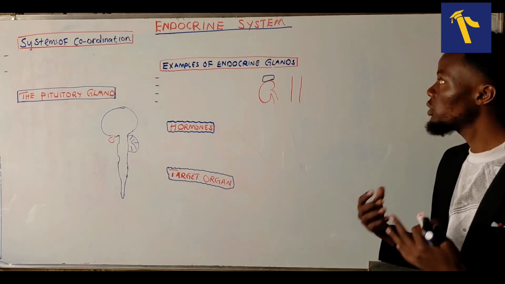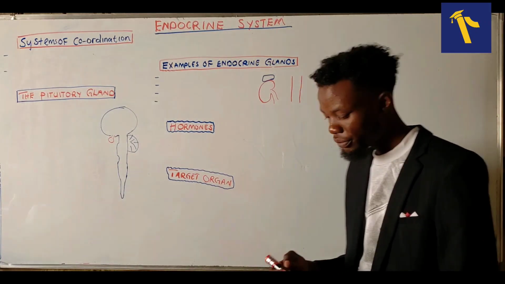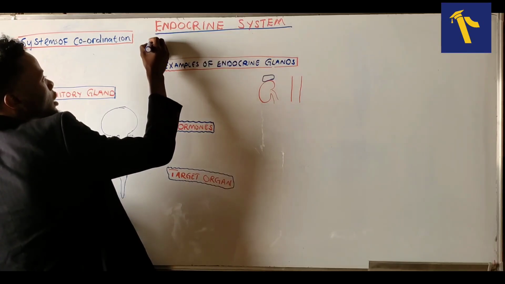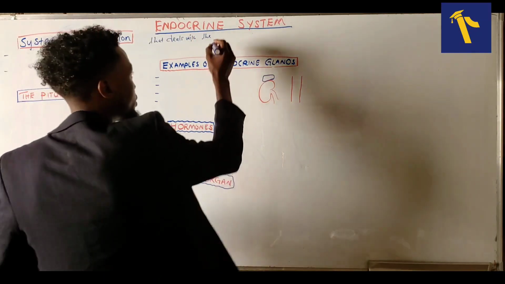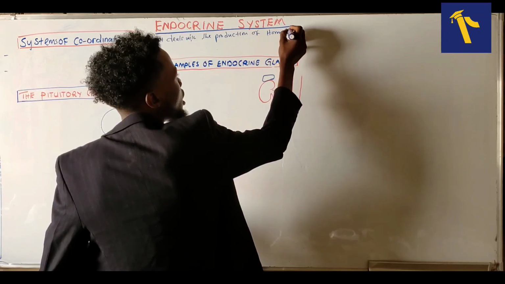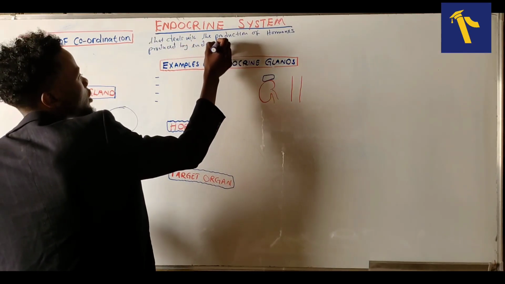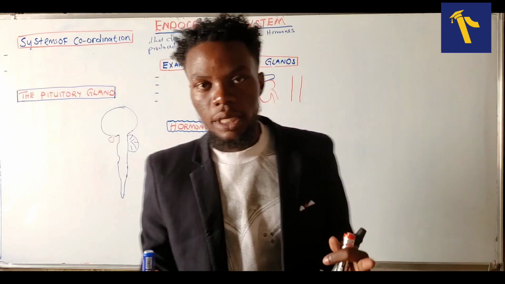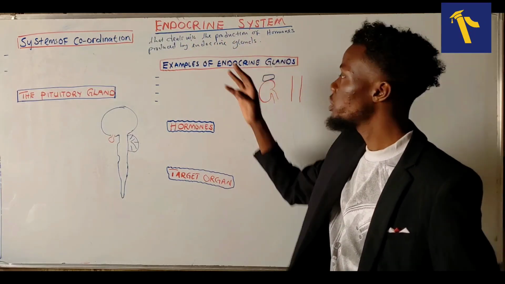Okay, so now we need to understand about the endocrine system, because it is the system that's going to help organs to communicate with one another. Okay, now what is this system all about? So endocrine system, let us write something. Endocrine system is a system that deals with the production of hormones, and these hormones are going to be produced by endocrine glands. Okay, so all in all, what is this endocrine system? It is a system of coordination that deals with the production of hormones produced by endocrine glands.